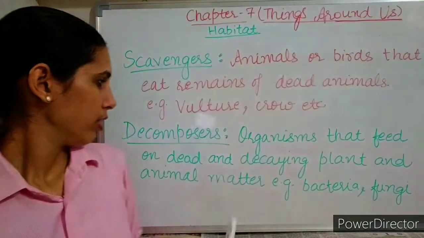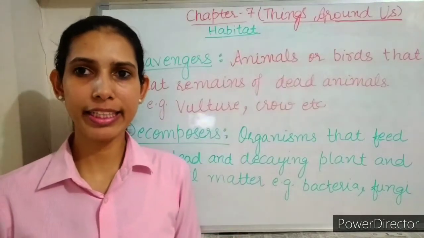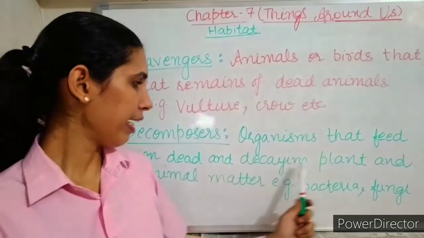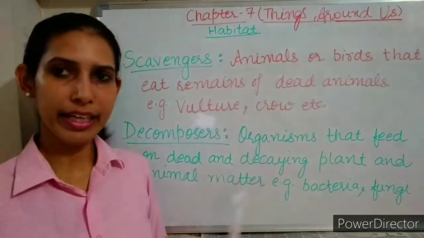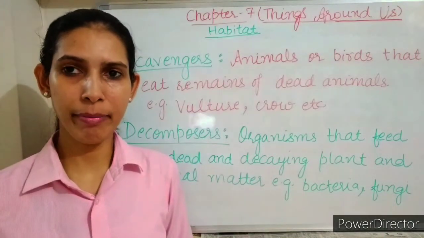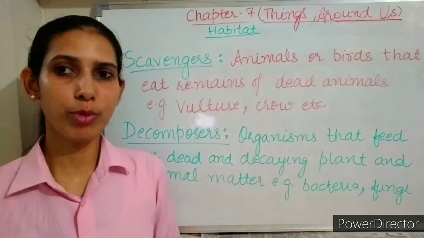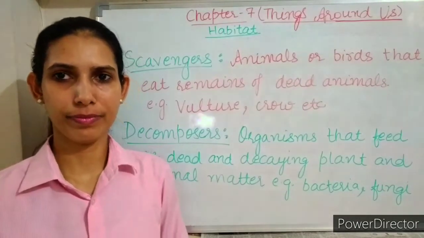Like scavengers, decomposers also help in cleaning the environment because they also feed on the dead and decaying plant and animal matter. They also clean the environment by eating up the dead matter. So, scavengers and decomposers both are very important. They help in cleaning the environment.